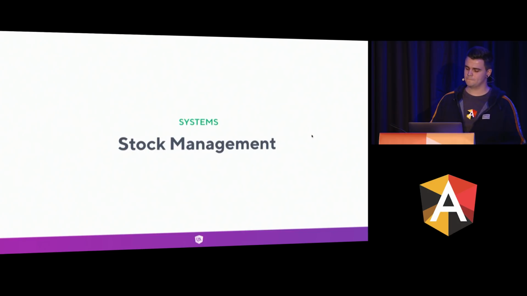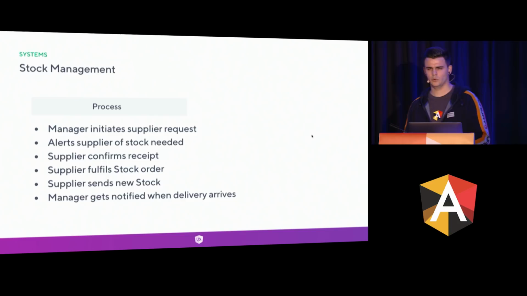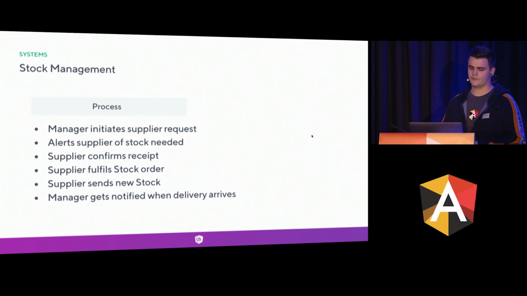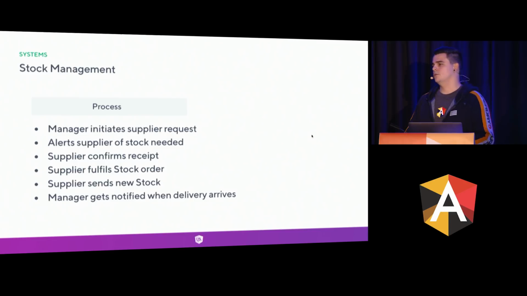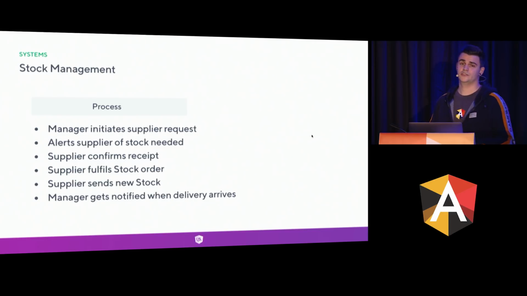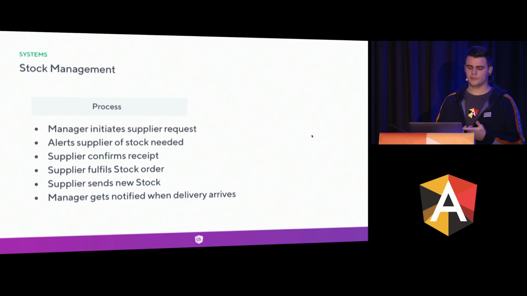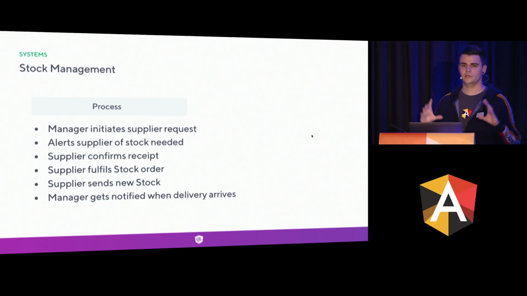So let's have a look at the stock. How do we kind of think about the stock management? We'll be tying all these things together after a couple more slides. So let's assume we've run out of stock. We need some more pizzas or burgers. The manager is then going to initiate a supplier request. He's going to say, okay, I need to go and tell XYZ company that we need something. So what happens is he alerts the supplier. We say, we need this stock.